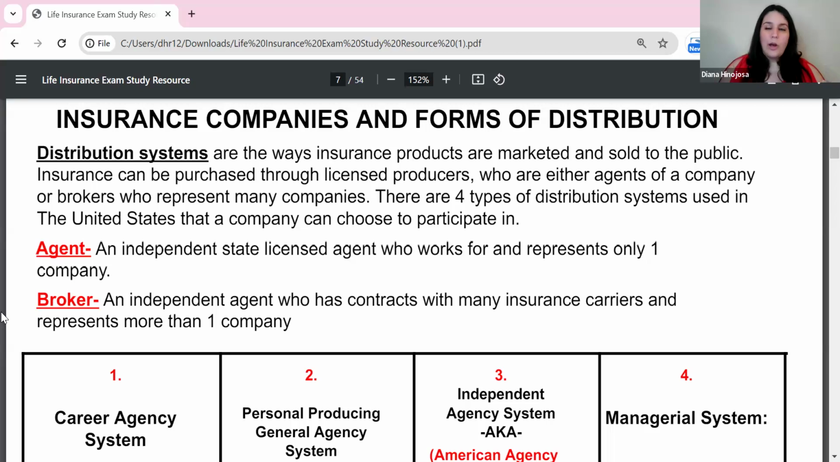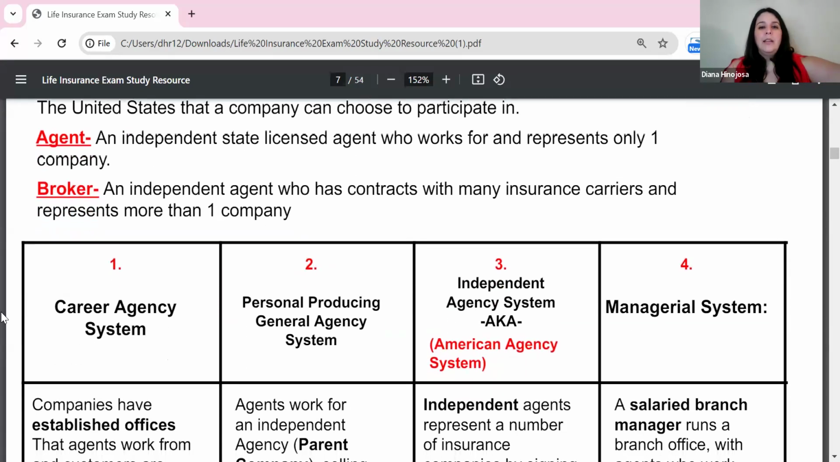Somebody asked me this a while back, and that is basically what it is, guys. So if you hear companies say we work with brokers, we work with agents, those terms are interchangeable. A broker is an agent. Again, the only difference is they can sell for two companies or more than that. An agent typically only sells for the one company.